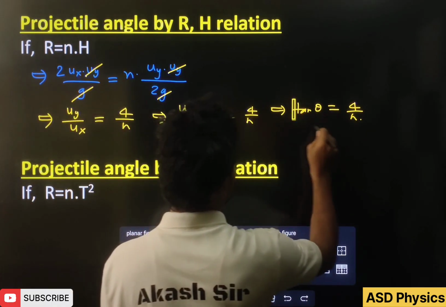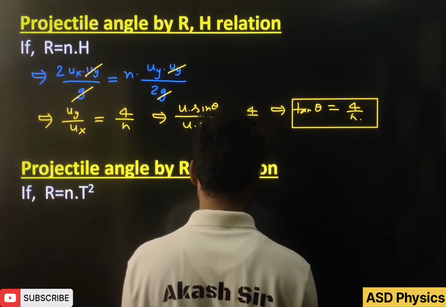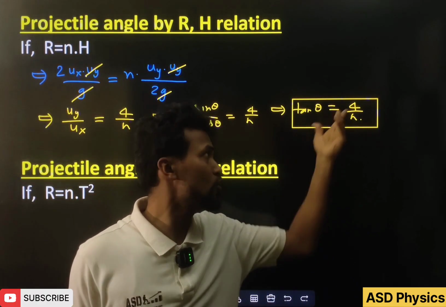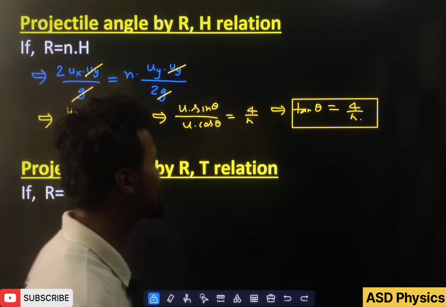Very, very important. If in case they have given R equal to 4H, then R equal to 4H means n is 4, theta is 45 degrees. Intelligent you are.